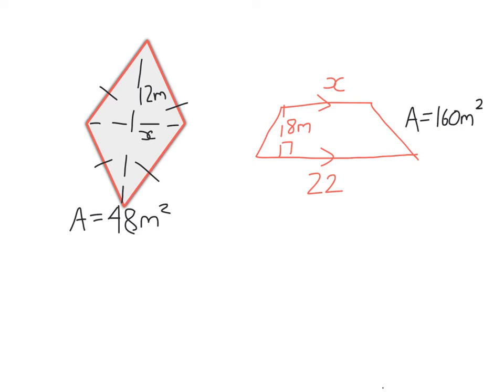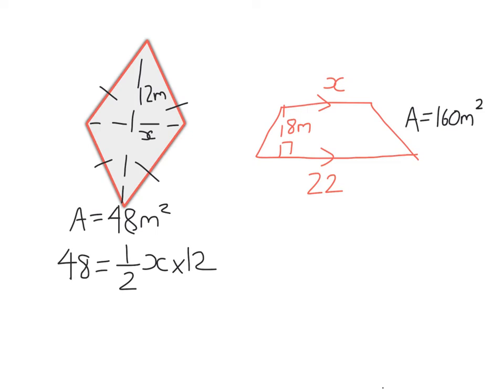We're going to use the area formula for a kite. The area formula of a kite is half times xy, where x and y are the two diagonals. So here we can just change y, one of the diagonals, to 12. And we're told that the area is 48.